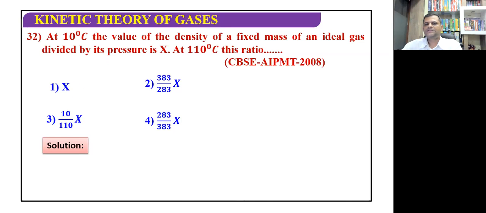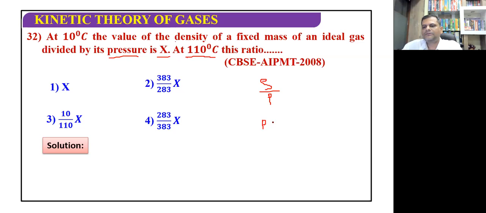See here, at 10 degrees Celsius, the value of density of fixed mass of an ideal gas divided by its pressure is x, then at 110 degrees Celsius, this ratio will be... देखो, what we are talking about is the value of density of fixed mass of the gas divided by its pressure. मतलब देखो rho by p, इस रेशियो के बारे में हमारी बात चल रही है. So what this ratio depends upon?